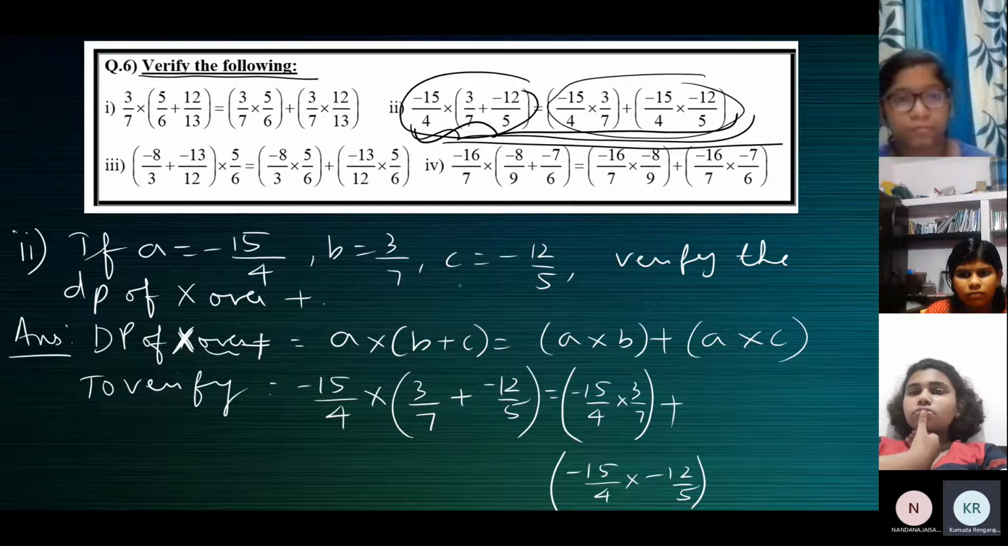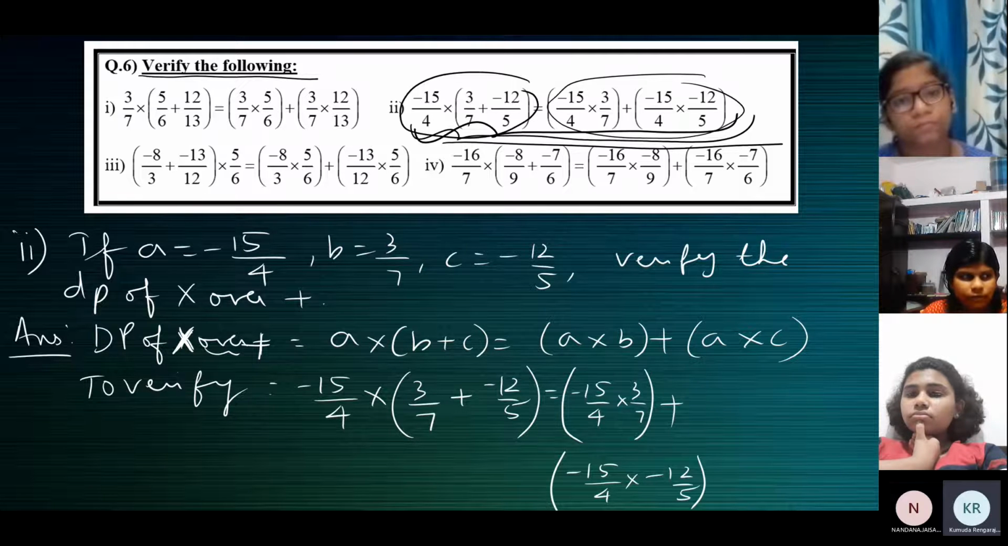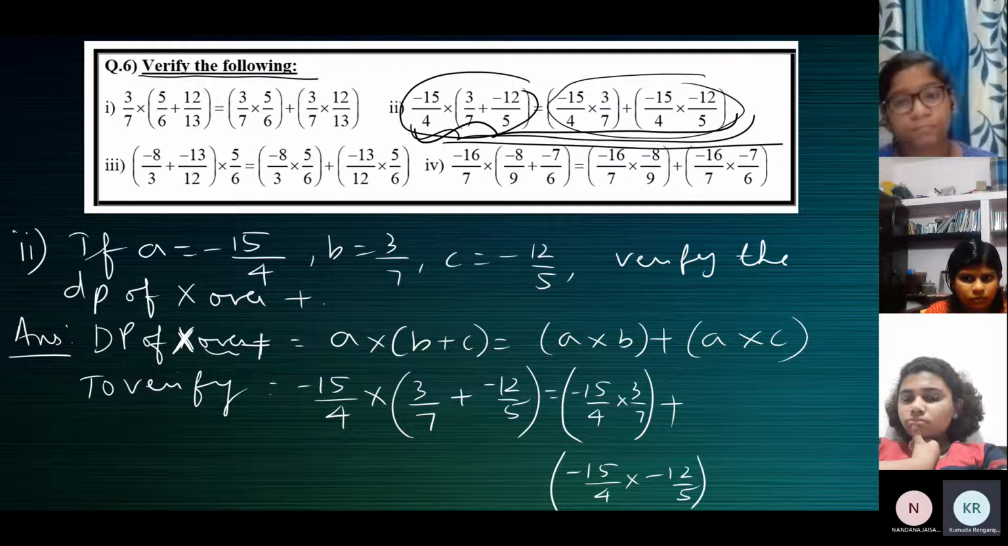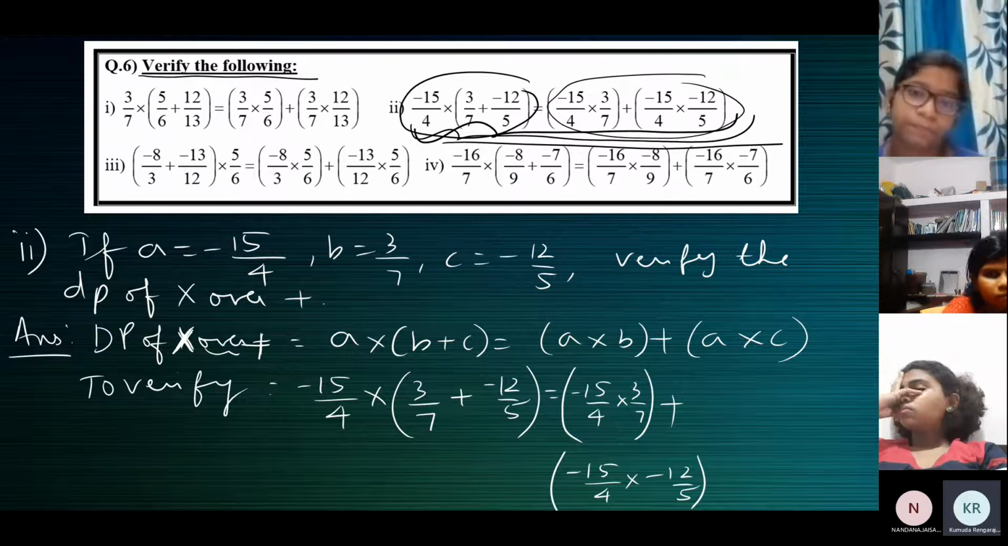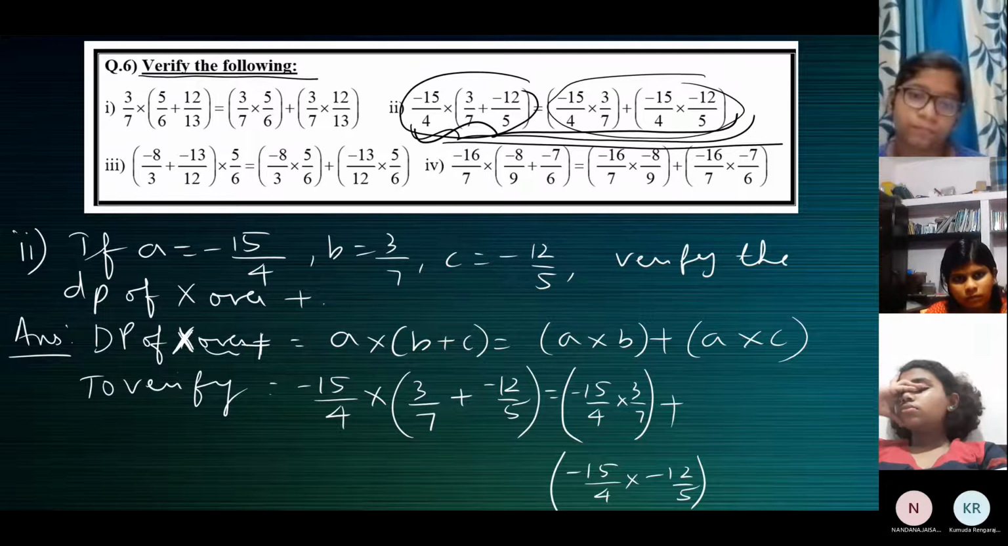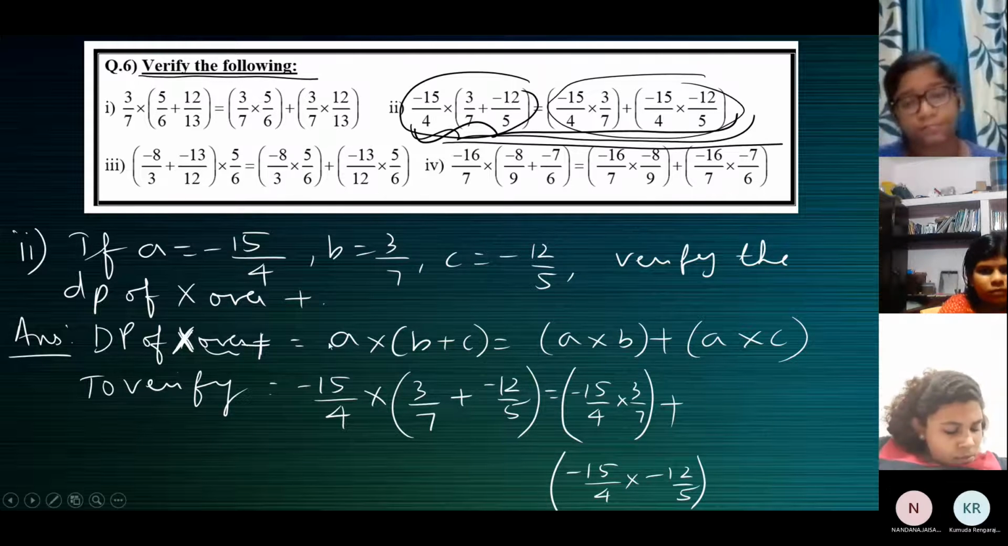Given A, B, C or given X, Y, Z, verify the distributive property of multiplication over addition. So if it's X, Y, Z, you must write X into Y plus Z is equal to X into Y plus X into Z. Just replace A, B, C with X, Y, Z. A with X, B with Y, C with Z. If it's P, Q, R, replace A with P, B with Q, C with R. Is that fine, children? Yes, ma'am, understood. All right.